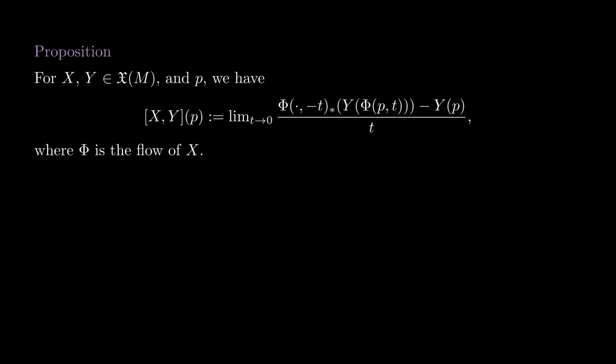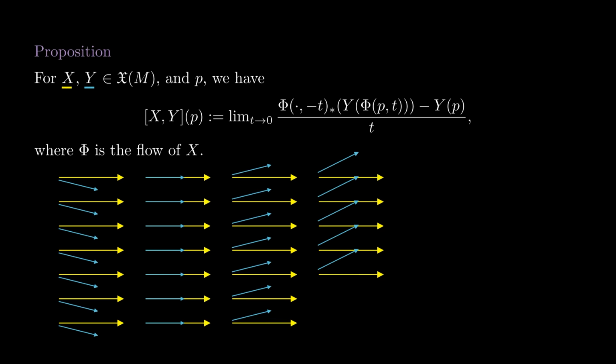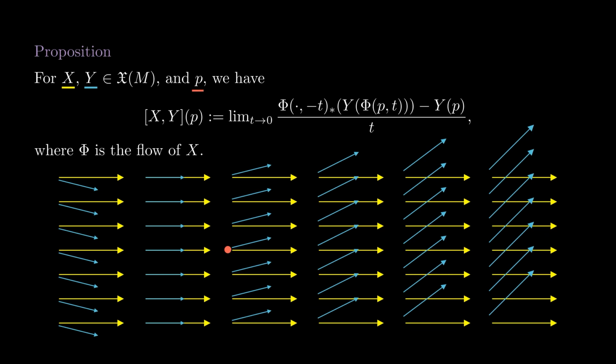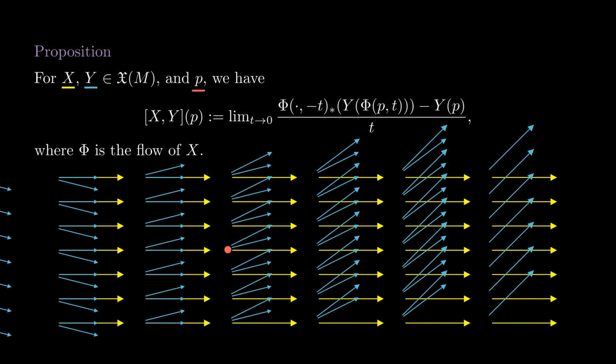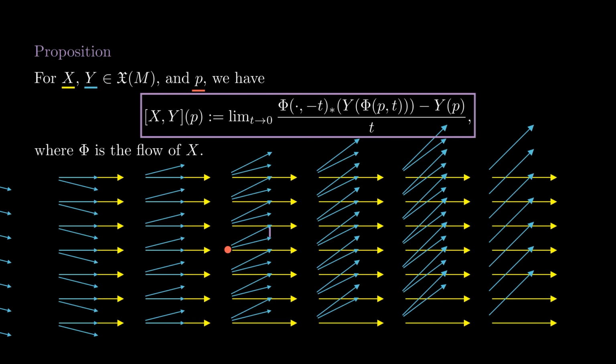Now, in the language of flows, we can give another interpretation of the Lie bracket. If we have two vector fields x and y, a point P, and the flow of x around P, then we can use this flow to shift the vector field y along the flow lines of x. It turns out that the infinitesimal rate of change of y at P coincides with the Lie bracket between x and y at P.